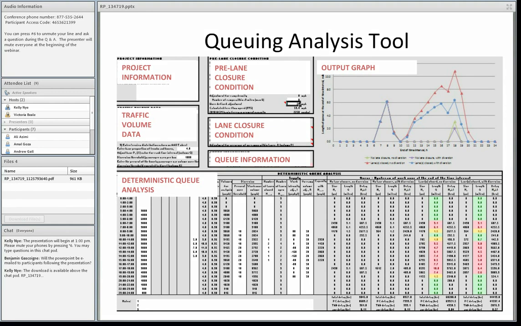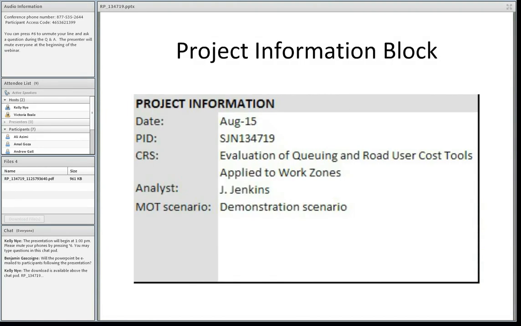The project information block essentially is just a place to record what the project is that you're working on, what is the management of traffic scenario that you are trying to analyze, and who you are. Pretty straightforward.